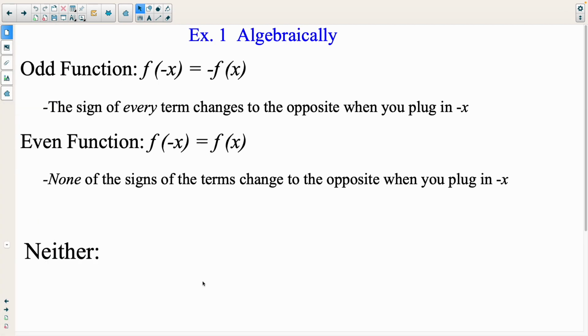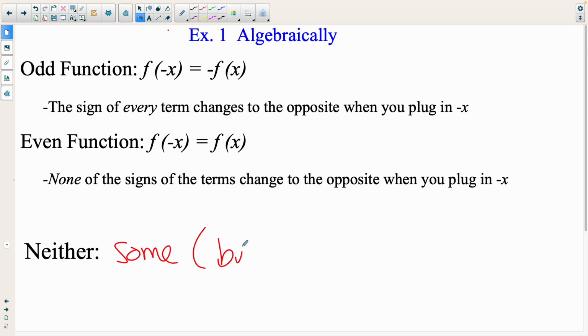So algebraically, like I said, if you plug a negative x in, then every single term in the function is going to change to the opposite sign. An even function, when you plug in a negative x, will just go back to the original. So none of the signs will change. And then neither just means some signs change and some don't. So it's an all or nothing thing with this. You can have a function that's neither even nor odd, and this would be some signs change, but some don't.